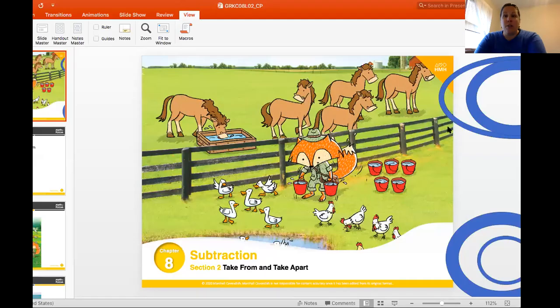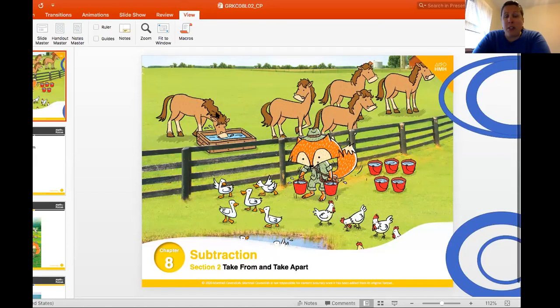I'm going to take over your screen now and do some math with you. So this is a picture at the farm. Let's count how many horses there are all together. We have 1 horse drinking water. Then we have 1, 2, 3, 4 horses off to the side.